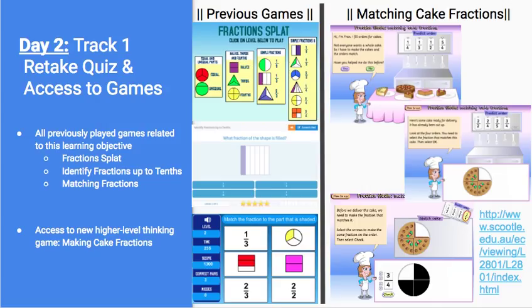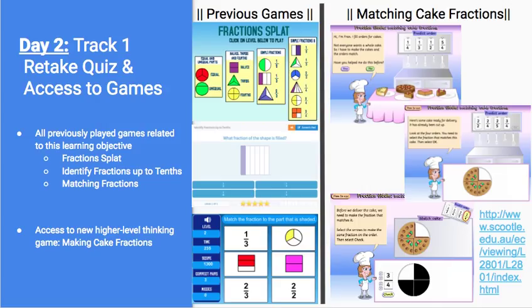Students that earned mastery upon their first attempt at the quiz would not have to complete the reteaching activities and would have direct access to all of the games related to this learning objective. This would be an opportunity for them to reinforce and practice their understanding and even collaborate with other students who are in this phase of the learning period. Students who did not earn mastery on their first attempt would complete the reteaching activities, retake the quiz, and then have the same access as the other group of students.